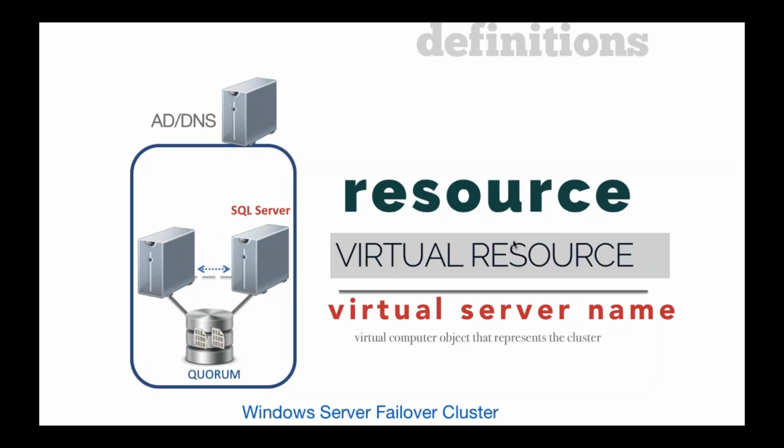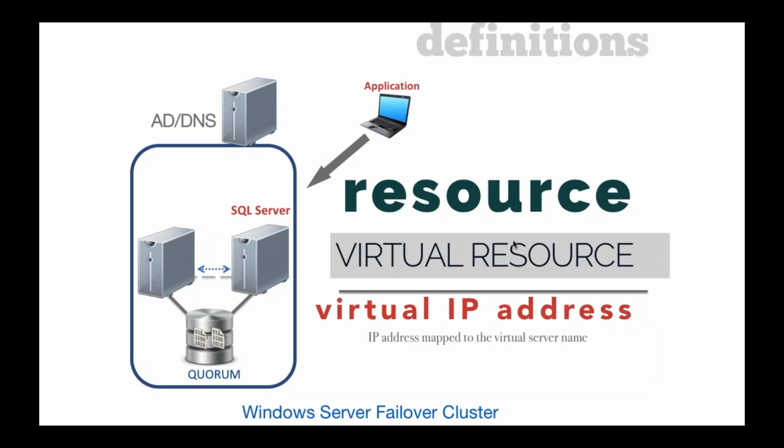I sometimes call this the DNS alias, because the virtual server name can move to any of the nodes within the cluster. Again, it's part of the whole concept of high availability. And then, of course, there's the virtual IP address that maps to the virtual server name. So when your application connects, whether it's a failover clustered instance or an availability group, in an availability group you're going to be using the listener name. And the listener name is nothing more than a virtual server name with a corresponding virtual IP address.